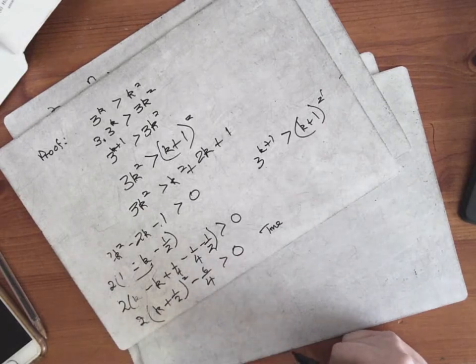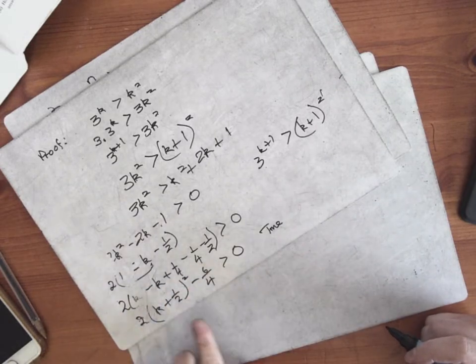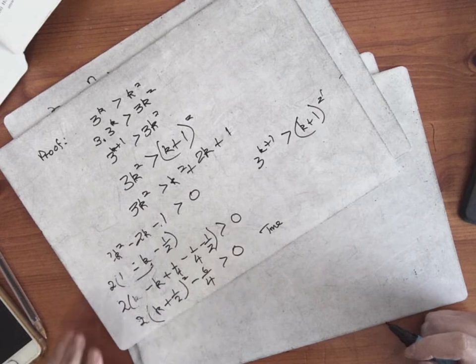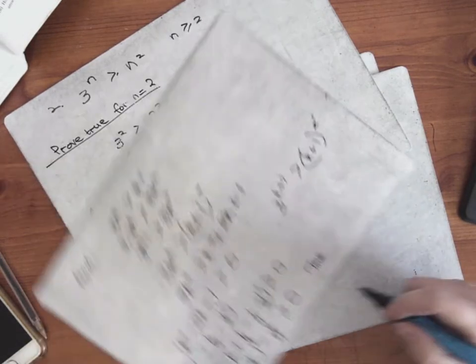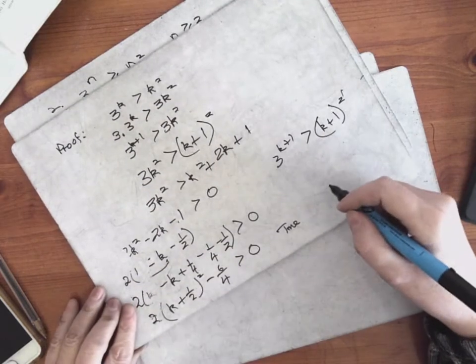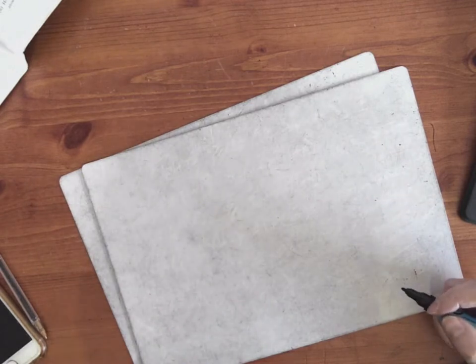And then it's true for everything. So if it's true for 2, 2 is the smallest number k can be according to the sum. Then write your 4 lines. True for n equals 2, true for n equals k, true for n equals k plus 1. Okay, that's number 2.